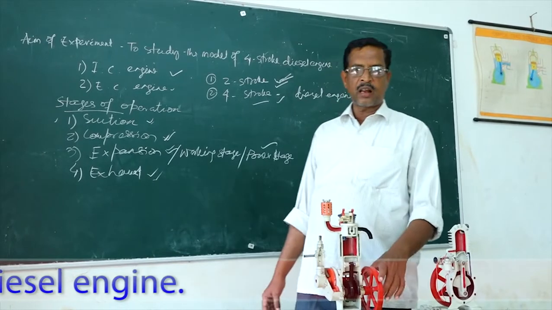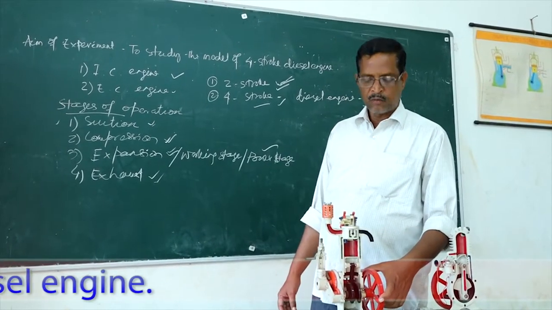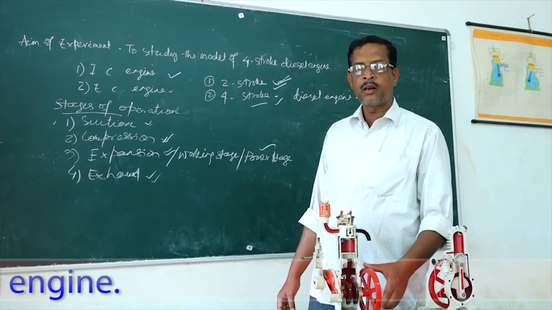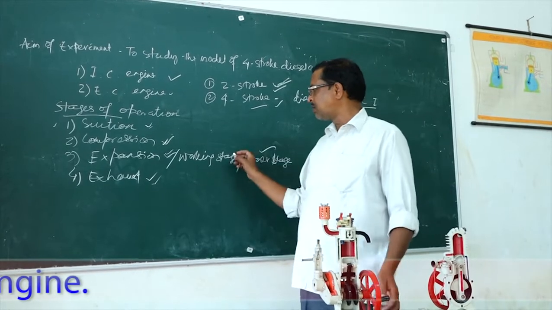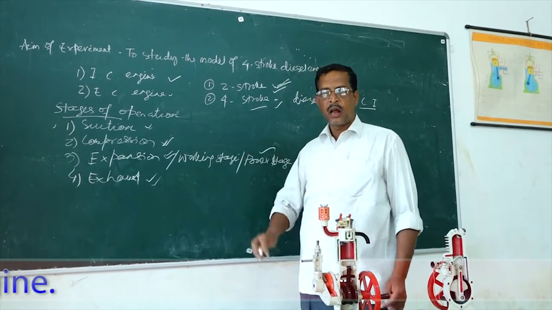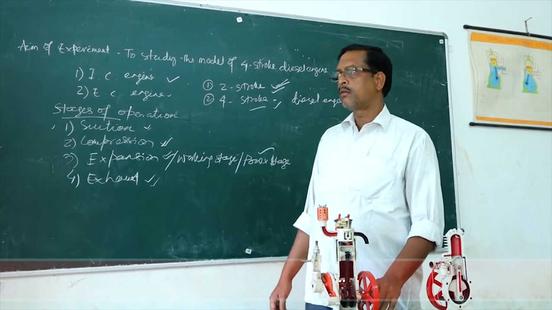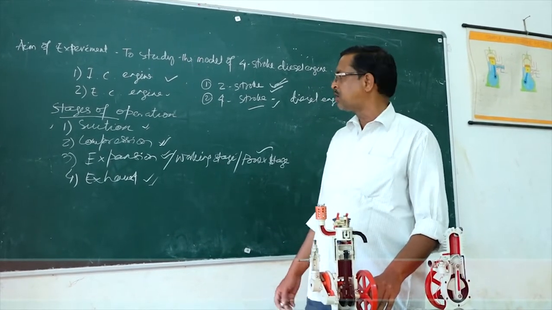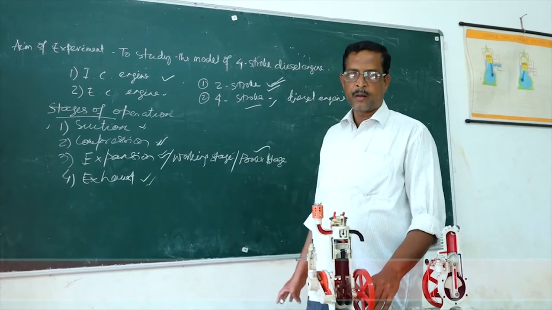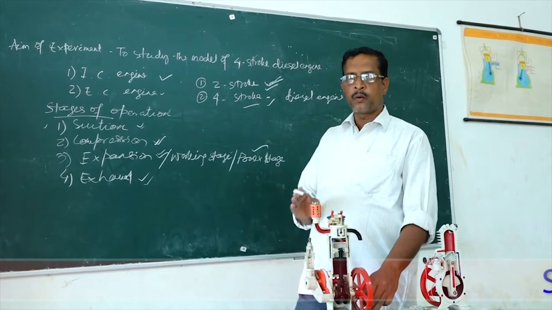During this cycle in a four-stroke engine, there are two revolutions of the crankshaft. One is the power revolution, during the expansion stage, and the other revolution is the idle revolution, which maintains the operation to complete the cycle. This is the difference between two-stroke and four-stroke.